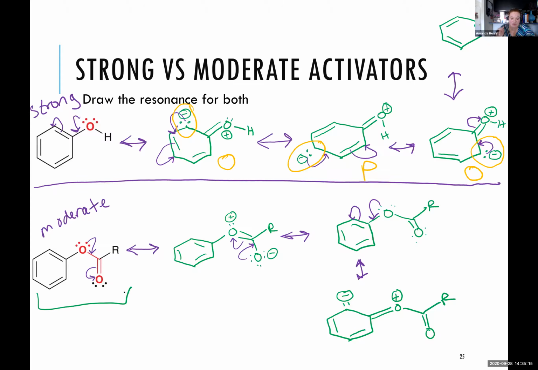The rest of this will look exactly like the one above it. So that also means that the ortho and para positions are going to have that negative charge. They're the ones that are going to be activated. But it does have some pull going towards that pi bond, which just makes it a little bit less of an activator or an electron donator. Questions about either one of these so far?